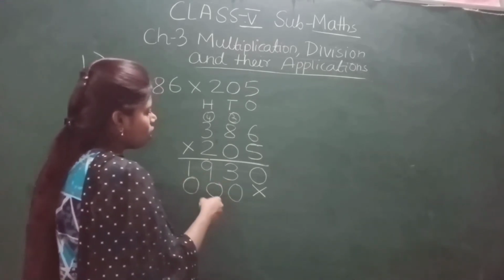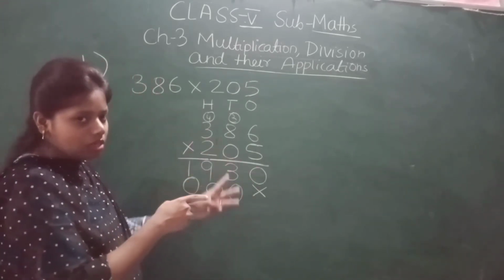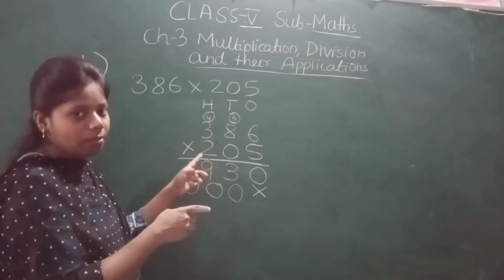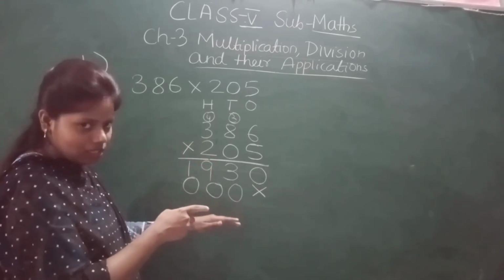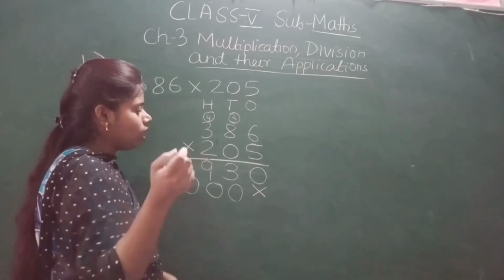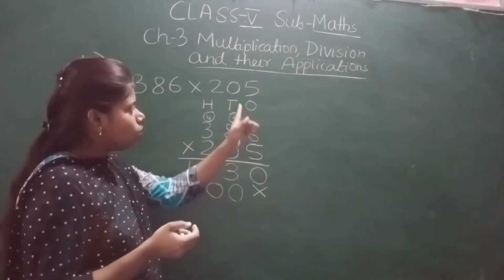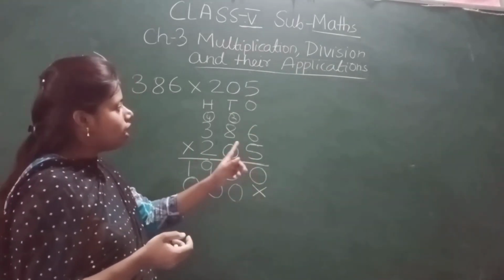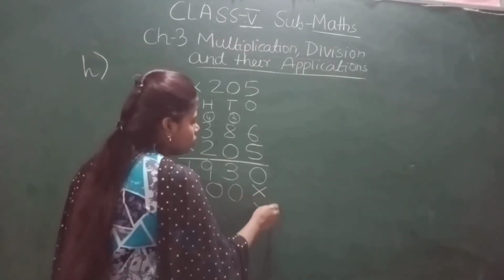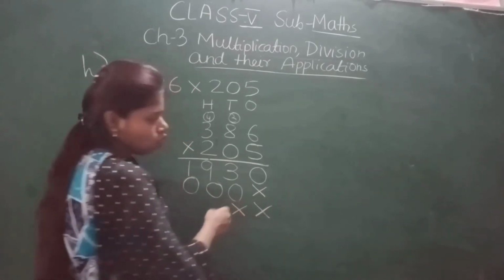Now here a 3-digit number is given. So now we have to multiply by 2. We have to go for the next step. What you have to do? Here we have put a cross in the ones column. In the third step we have to put a cross in the ones column and tens column also.